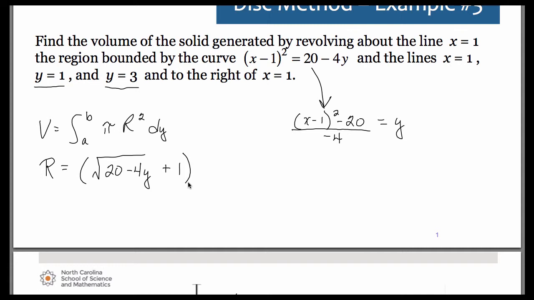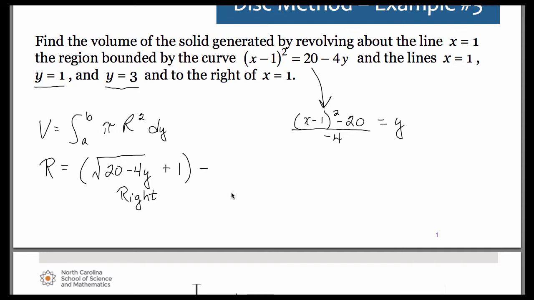Even though we had to rearrange it to get it into our calculator by solving for y, now you need to solve for x. So going back to the original equation, take the square root of both sides, and then you need to add the 1 over. So this becomes what it's hitting on the right side.